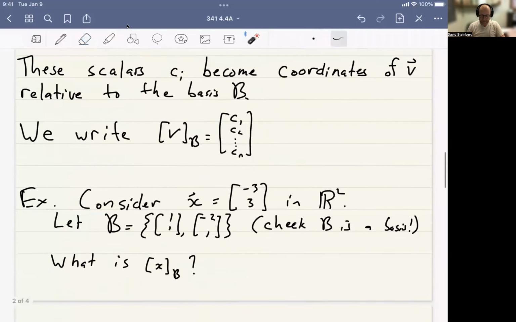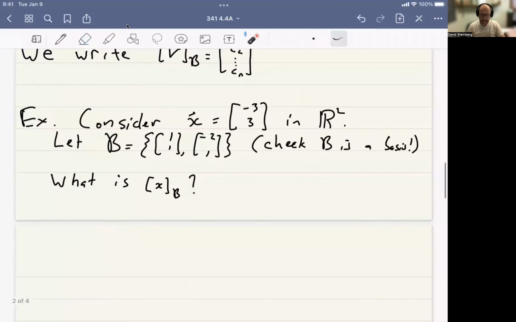Okay, so let's do an example. If we take x to be the vector (-3, 3) in R2, and instead of using the regular basis, we use this new basis, (1, 1) and (-2, 1). And you can check this is a basis. We want to know what are the coordinates of x relative to B.